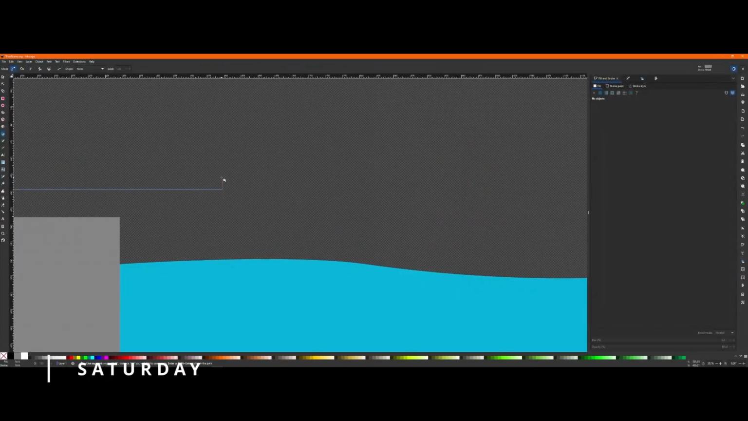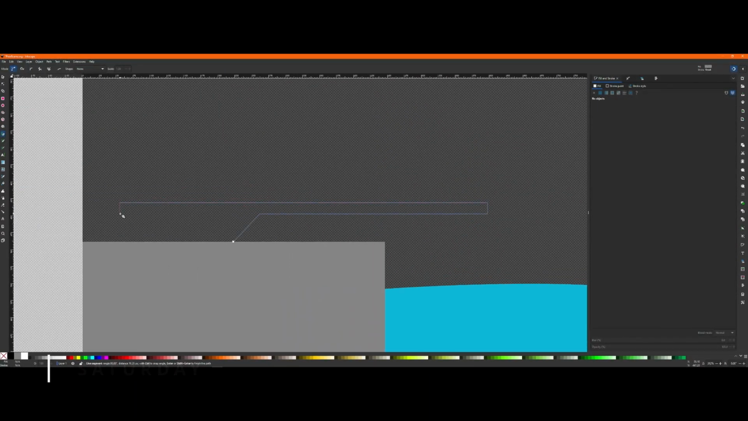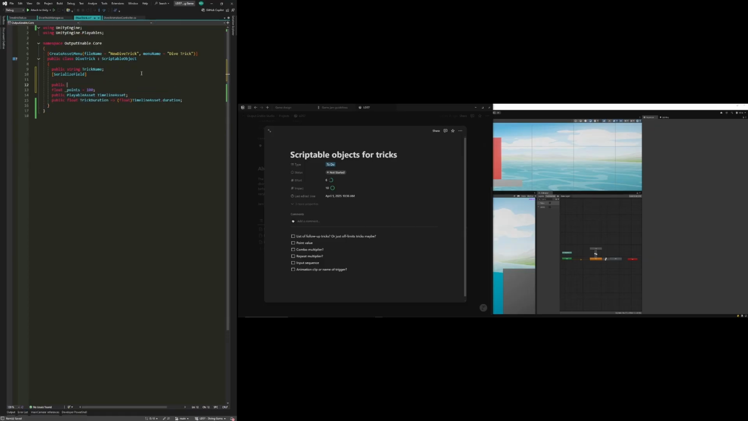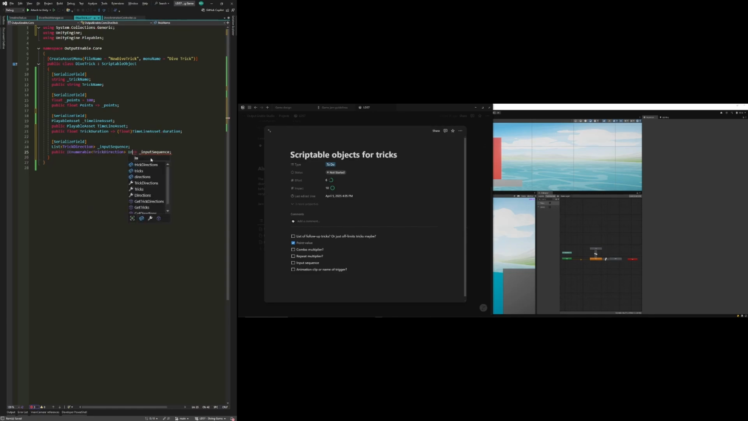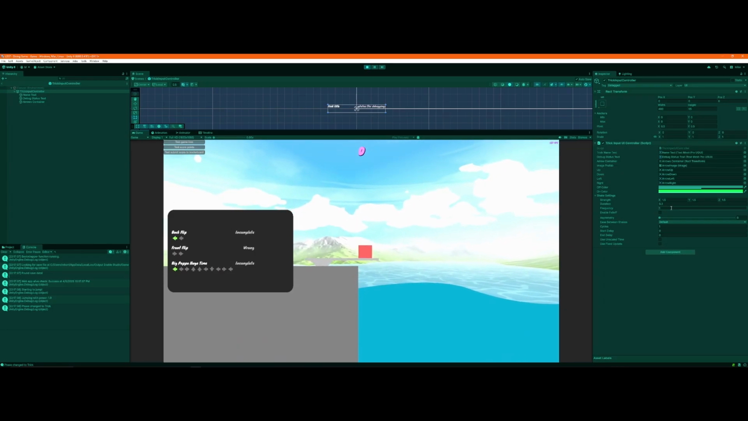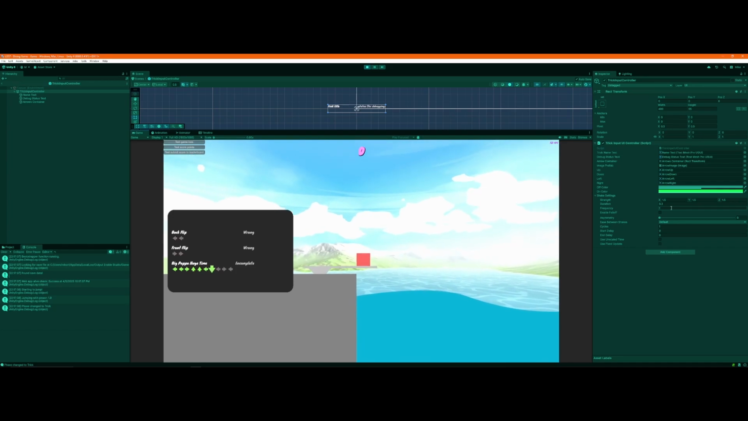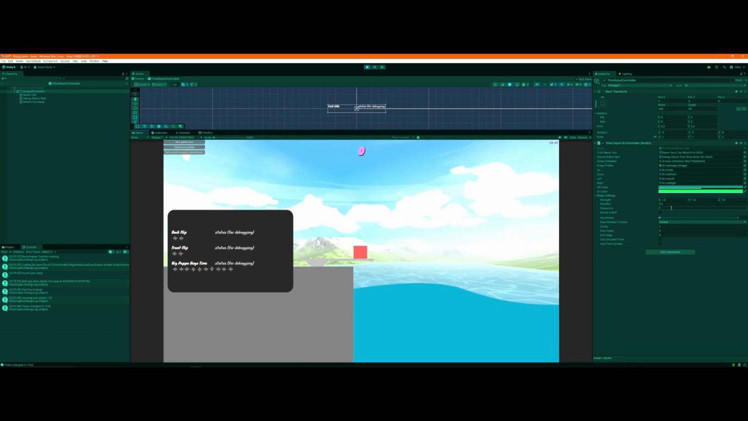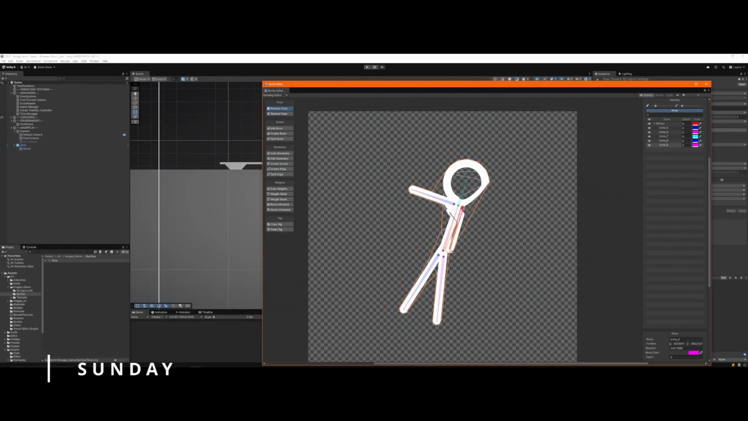I began by getting a basic scene drawn and placed in Unity, before moving on to programming the systems that I would need. By the end of the day, most of the code structure was in place to capture trick inputs and play the animations. The next day was a big focus on art.